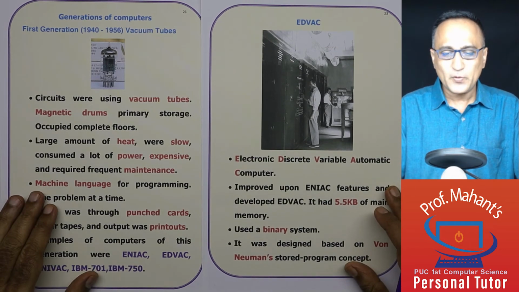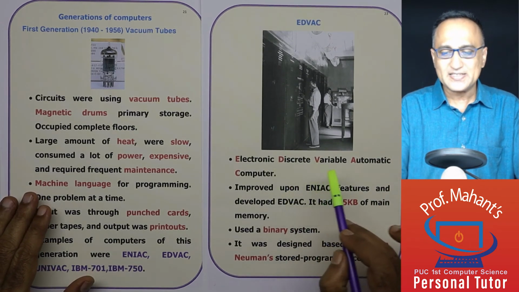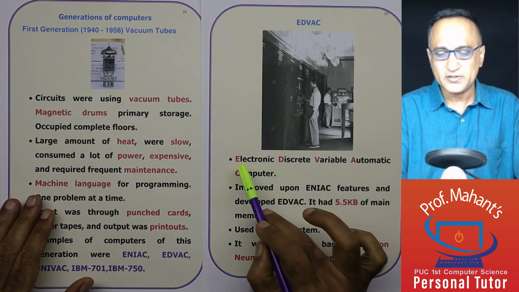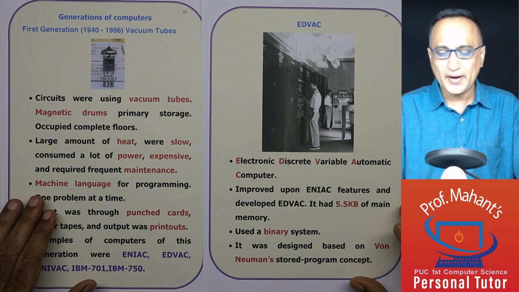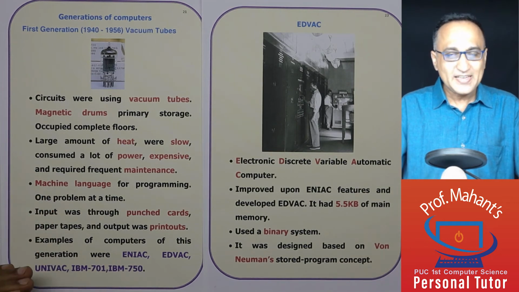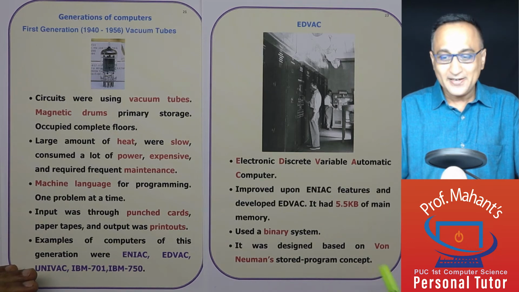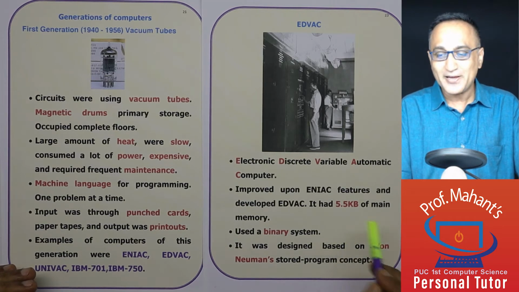The full form of EDVAC stands for Electronic Discrete Variable Automatic Computer. That's why you see all these characters highlighted. That's the abbreviation for EDVAC. It improved upon ENIAC, used the binary number system, and it had a main memory of 5.5 kilobytes.